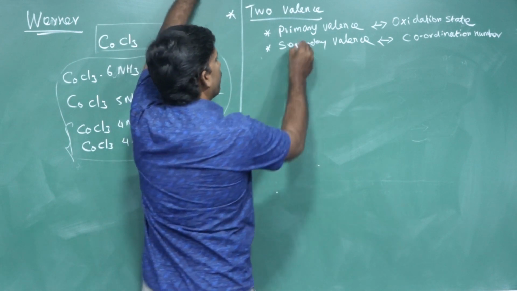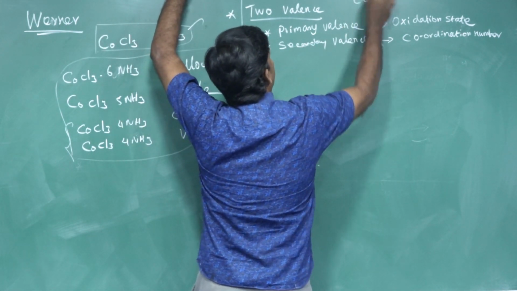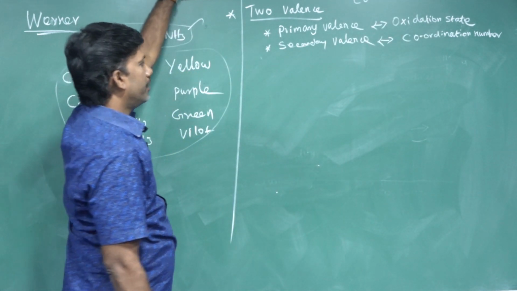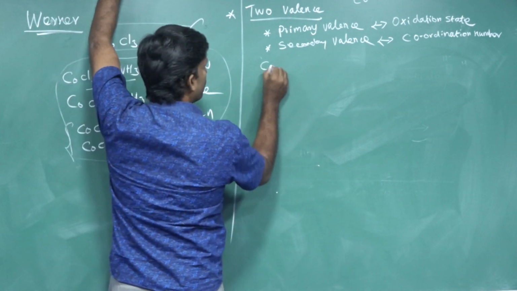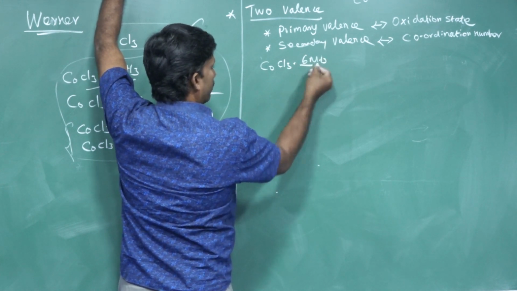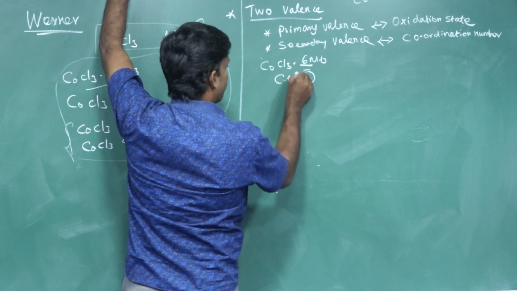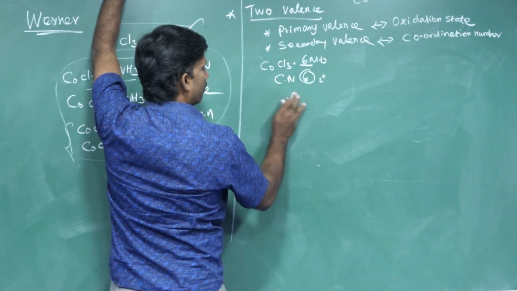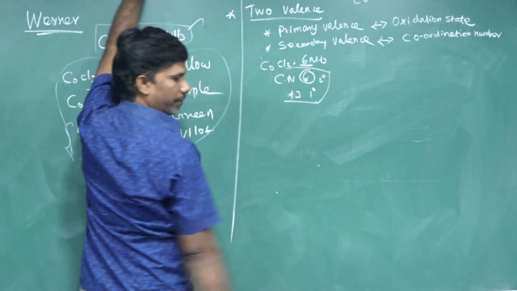Just I am saying here, if you take this compound, Co3+, that is the oxidation state of this compound. The number of ligands mixed together: if you take CoCl3·6NH3, the 6 is the secondary valency, the coordination number. 3+ is the primary valency of this compound.